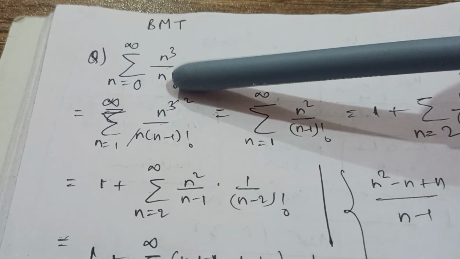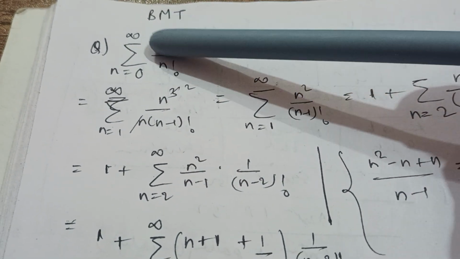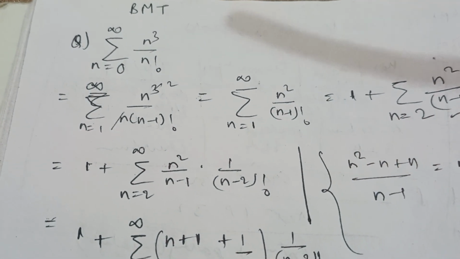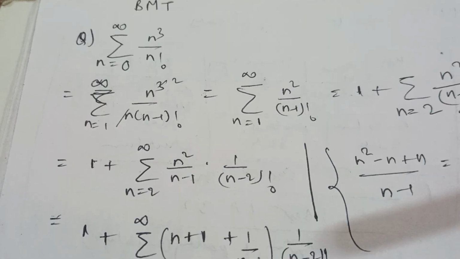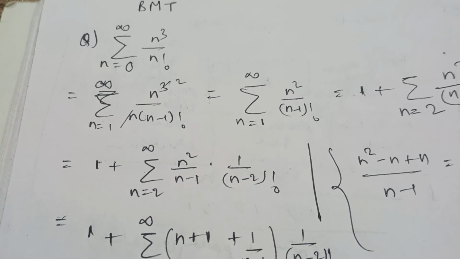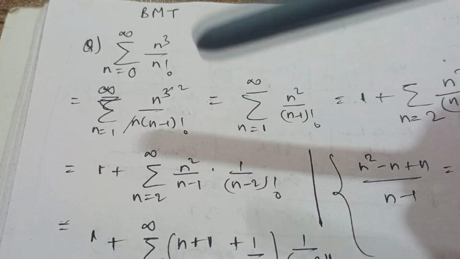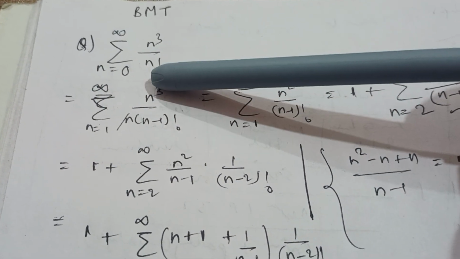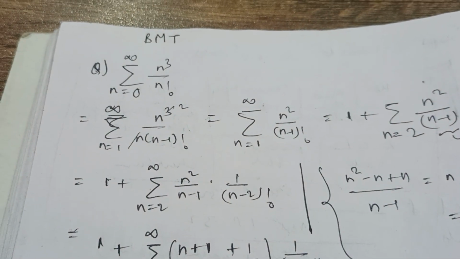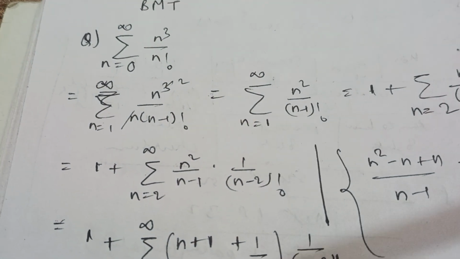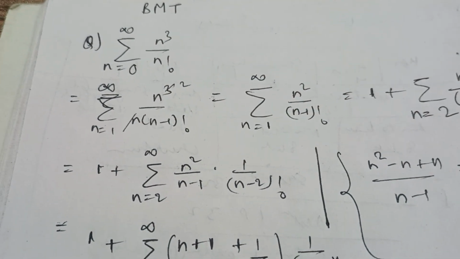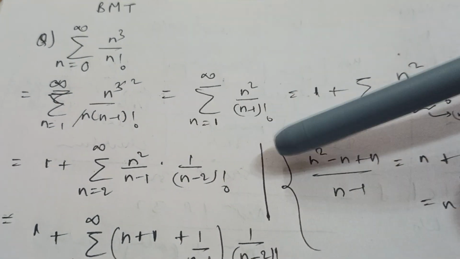So first, for simplification, I need to eliminate or simplify this n cubed, or separate it, so that I can get to a form of Taylor series which are known to me. So now see how I do that. I will write n factorial as n into n minus 1 factorial, because that will help me remove 1 degree. One n will cancel out with n cubed and make it n squared. Now I have n squared upon n minus 1 factorial.